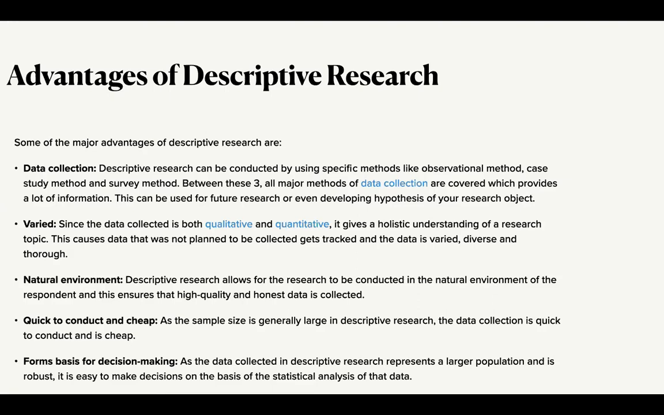Second one is varied. Since the data collection is both qualitative and quantitative, it gives a holistic understanding of a research topic. This causes data that was not planned to be collected to get tracked, and the data is varied, diverse, and true. Next one is natural environment.